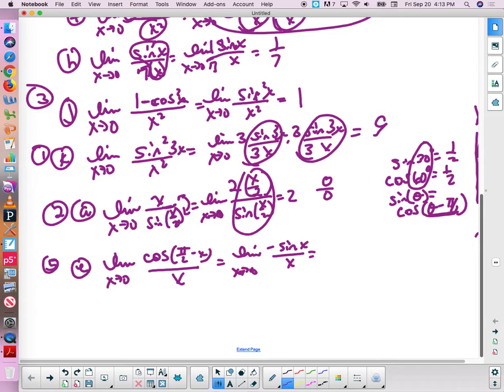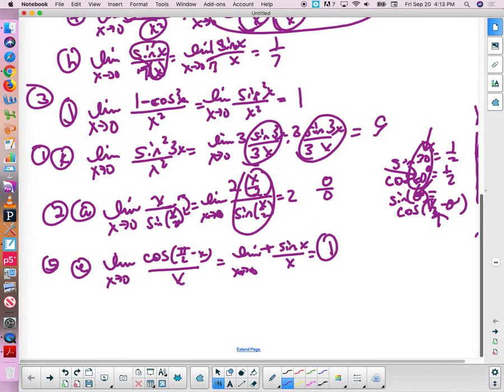Oh, I'm sorry, I wrote this part wrong. This would be pi over 2 minus theta. In other words, if this is theta, this is 90 minus theta. If this is theta, this is pi over 2 minus theta if I'm in radians. So this is positive, and I get 1.